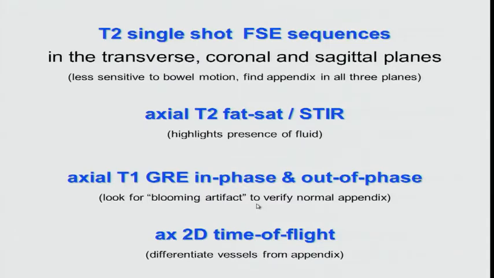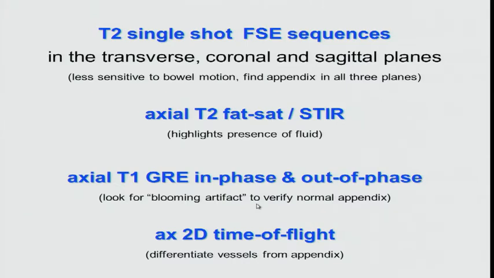Okay, so when we're trying to work up an acute abdomen in a pregnant lady, these are the sequences we're going to use. The single shot fast spin echo. We get it in all three planes. The advantage is we don't have bowel motion on that sequence, right? So we can find the appendix. We want to confirm it in all three planes to make sure that's really what we're looking at. Because we can have veins, and the terminal ileum sometimes can be really collapsed and could be mistaken for the appendix.